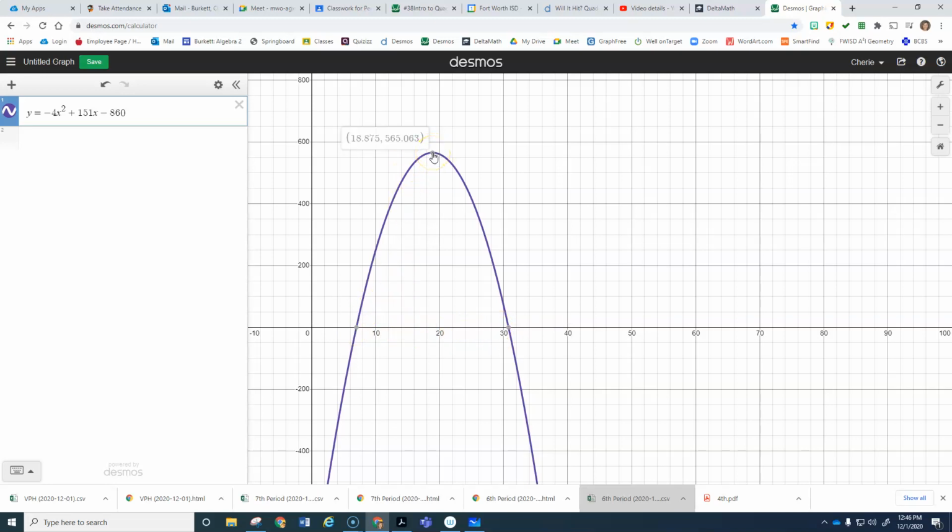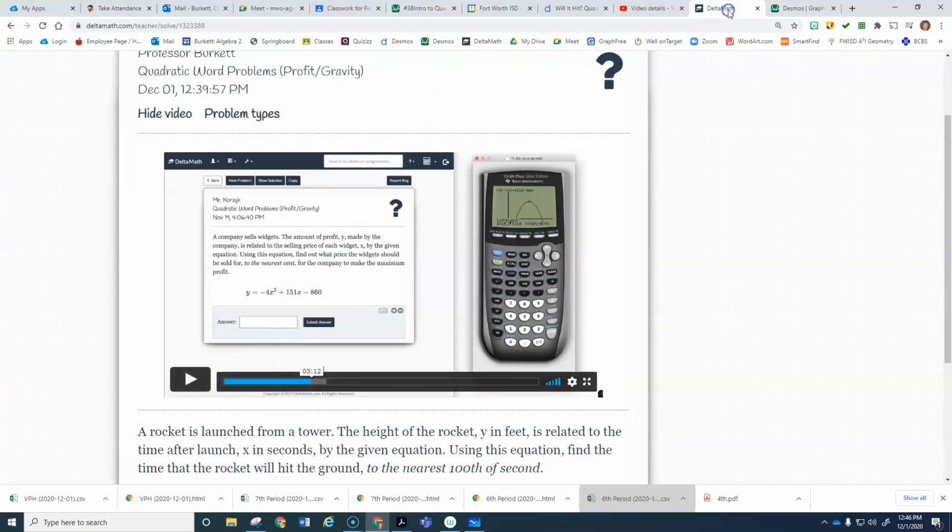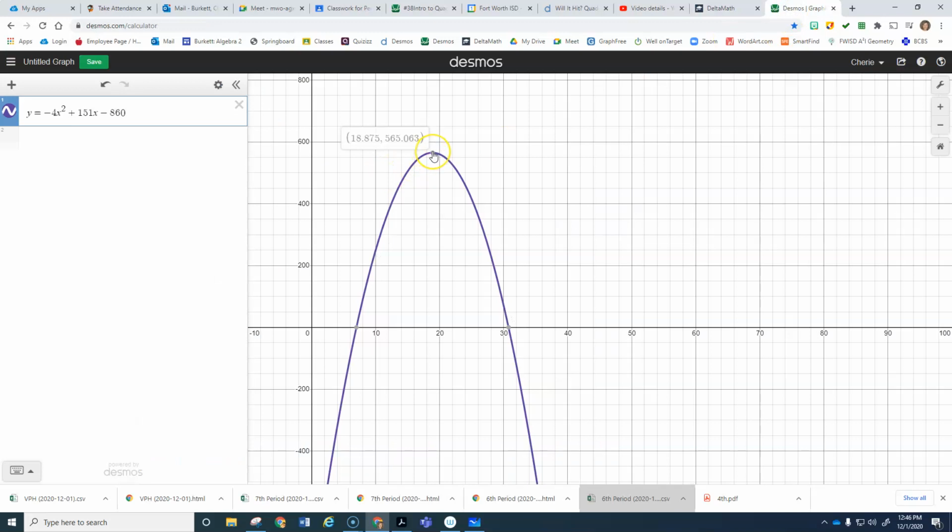Now, he is going to talk to you about this being a maximum value, and I think this is, I don't even remember, a company sells widgets. It's a profit. So Y is money, and X is the price. So here we have to sell the widgets at $18.88 in order to make a maximum profit of $565.